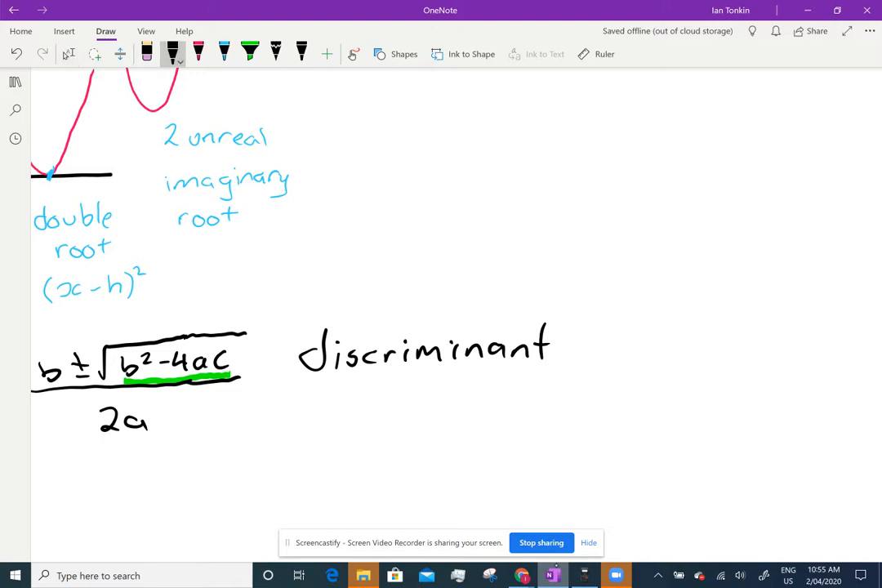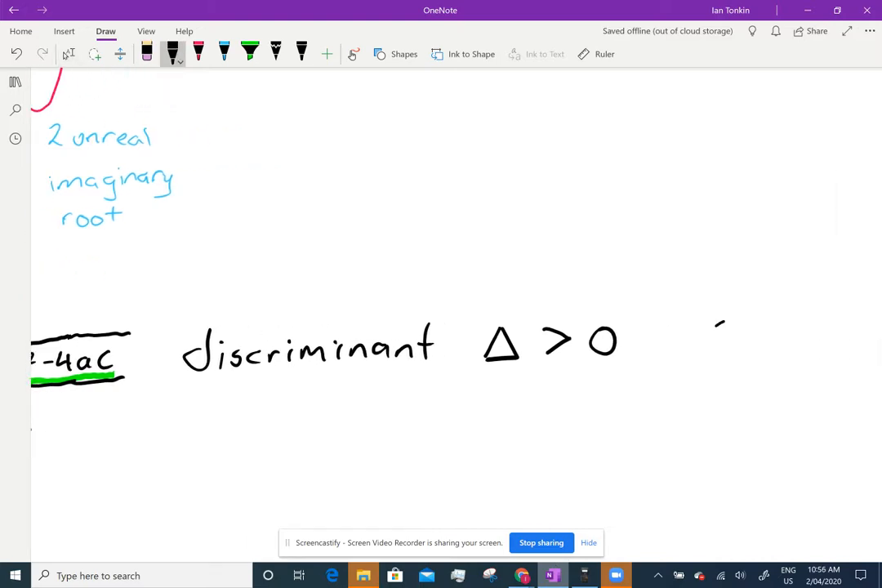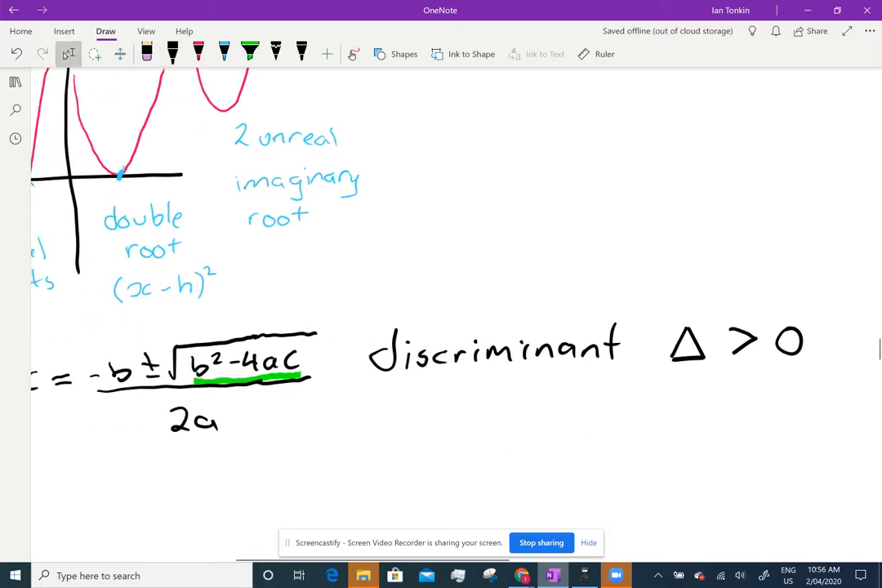We don't want to write discriminant every time, so we abbreviate it with the little triangle. Now, if the discriminant, if b squared minus 4ac, is a positive number, well, you get two real roots, because you're going to get minus b on 2a plus or minus a real number. It could be a surd, but it doesn't matter.